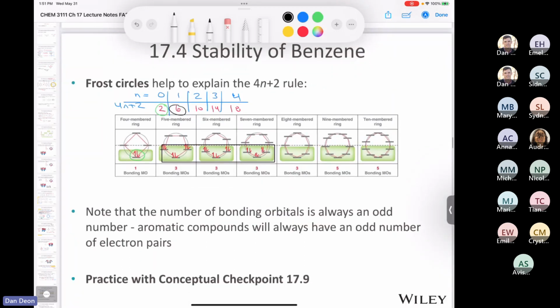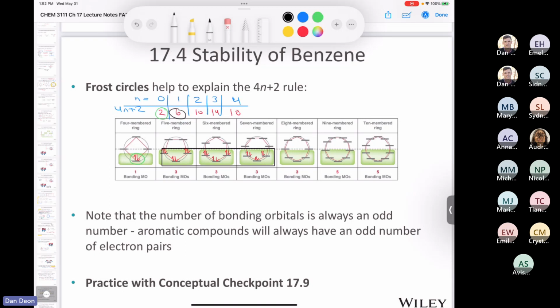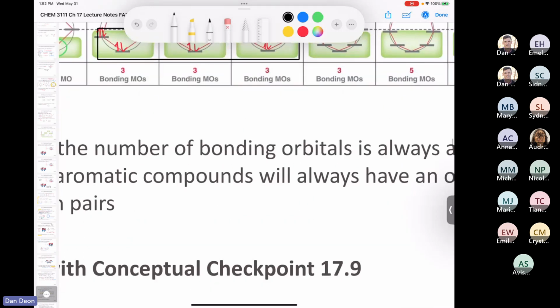So note, the number of bonding orbitals is always an odd number. Aromatic compounds will always have an odd number of electron pairs. So Audrey asked a good question. She said, should I look for an odd number of pi bonds? And the answer is you can't always do that, okay? Let me show you an example, Audrey, why that wouldn't work.